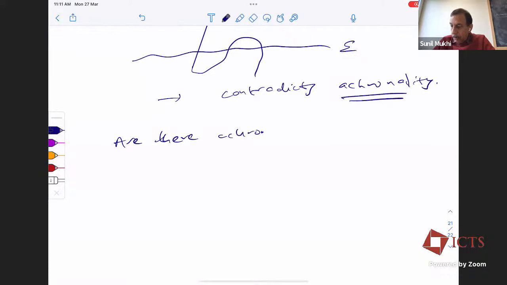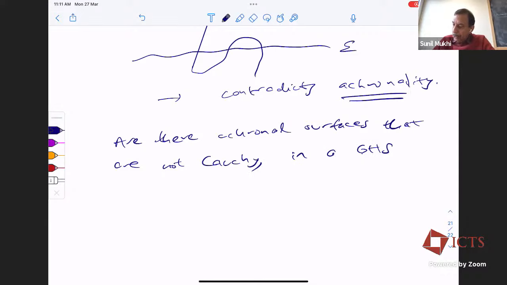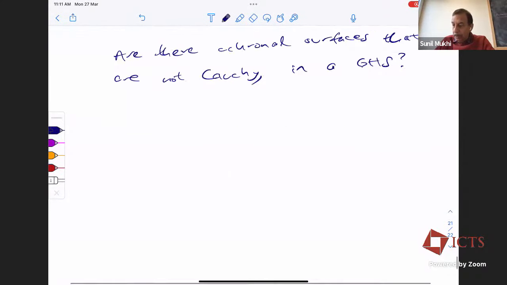Are there a-chronal surfaces that are not Cauchy in a globally hyperbolic spacetime? I'll be using this acronym: GHS is globally hyperbolic spacetime. See, if it's not globally hyperbolic, then nothing is Cauchy. So that's not interesting. But nobody said that every a-chronal surface in a globally hyperbolic spacetime is Cauchy. We said there's one. I'm going to show you that there are many, but that certainly doesn't say that anything a-chronal is necessarily Cauchy. So let's look at an example.